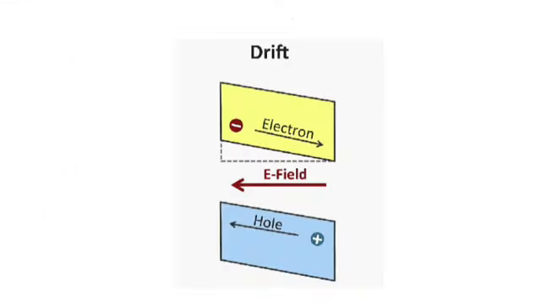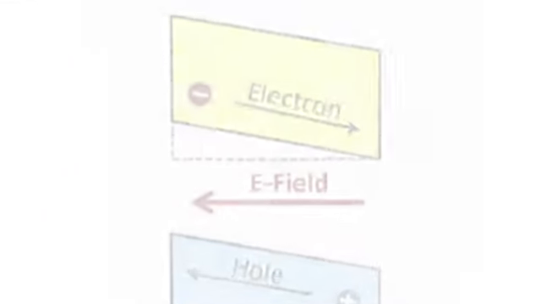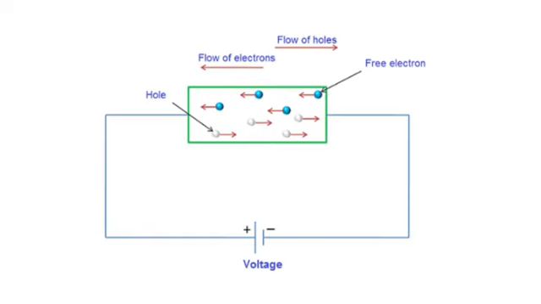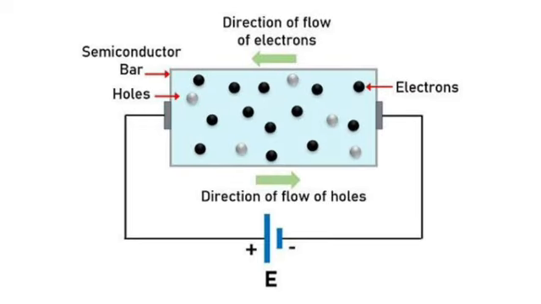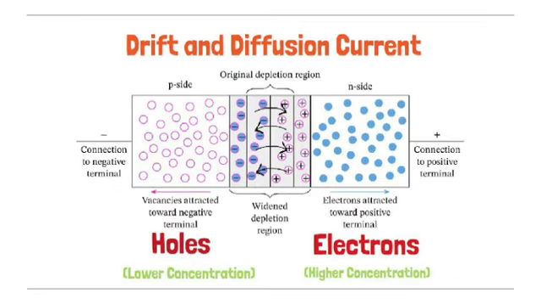Now let's talk about what is the concept behind the drift current. Drift current is the electric current caused by the particles getting pulled by an electric field. This means the current in a semiconductor due to an externally applied electric field is called a drift current. So this is a simple concept of drift current. So it's all about the drift and diffusion current in the semiconductor physics.